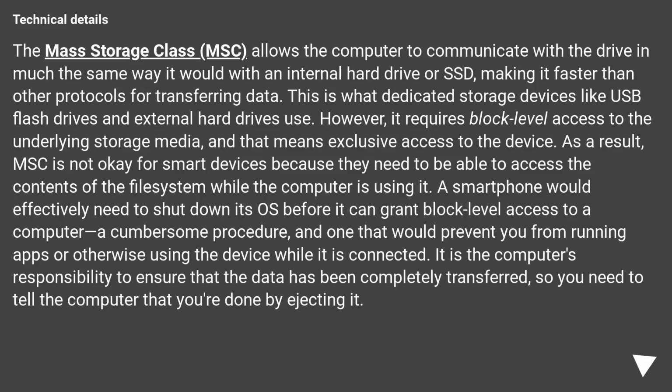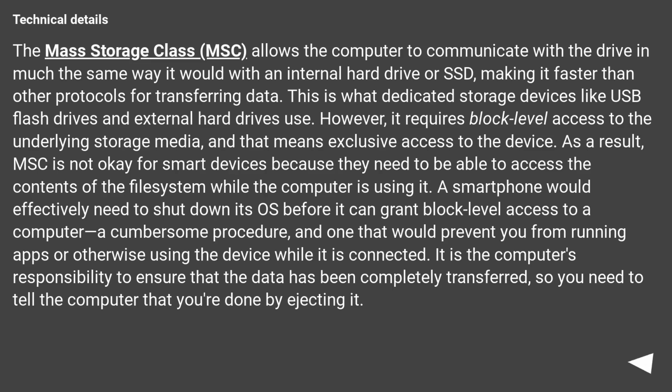Technical details. The mass storage class, MSC, allows the computer to communicate with the drive in much the same way it would with an internal hard drive or SSD, making it faster than other protocols for transferring data. This is what dedicated storage devices like USB flash drives and external hard drives use. However, it requires block-level access to the underlying storage media, and that means exclusive access to the device. As a result, MSC is not okay for smart devices because they need to be able to access the contents of the file system while the computer is using it.